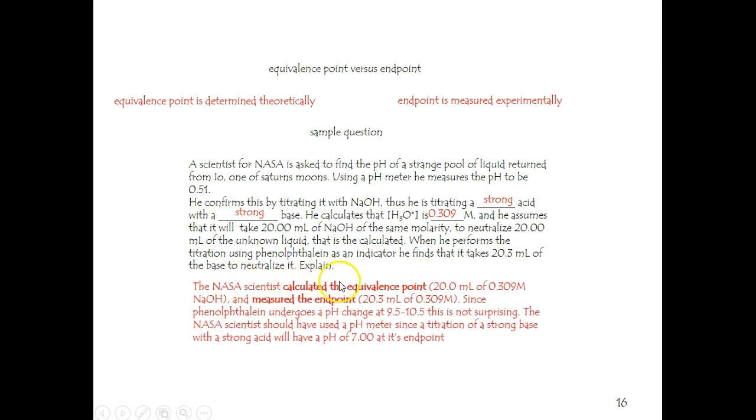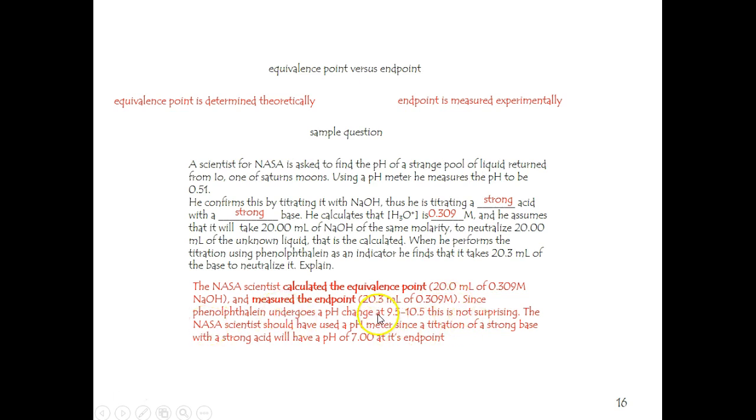The NASA scientist calculated the equivalence point. That's how he came up with his 20 mLs. But he measured the endpoint and got 20.3 mLs. He may not have made any experimental errors. The pH change of phenolphthalein is 9.5 to 10.5, so it's going to take a little bit more to get up to that pH. This is strong acid, strong base. It's supposed to change at 7.5.